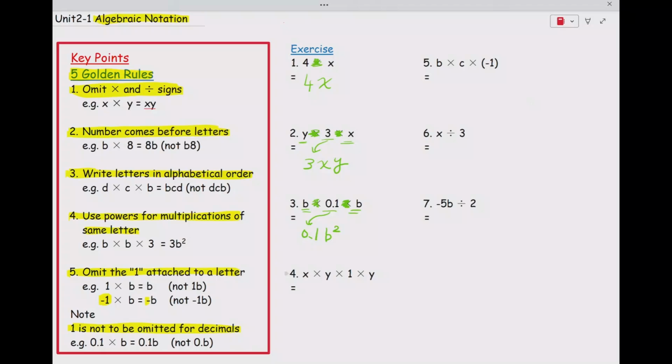Please note one thing here. The rule is to omit the 1 before the letter, but be careful not to omit the 1 for decimals such as 0.1 and 0.01.